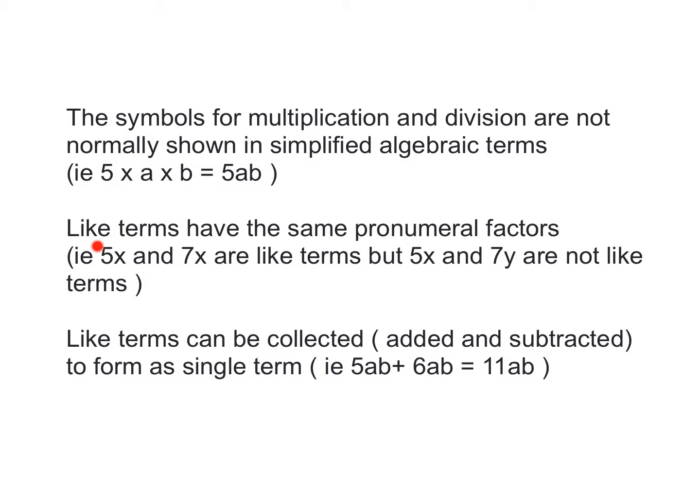Next, when we talk about like terms, we talk about them having the same pronumeral factors. So, for example, 5x and 7x are like terms. Unfortunately, 5x plus 5y are not like terms because they are different pronumeral letters. And when we're adding and subtracting like terms, we can add them together. So 5ab plus 6ab gives me 11ab.